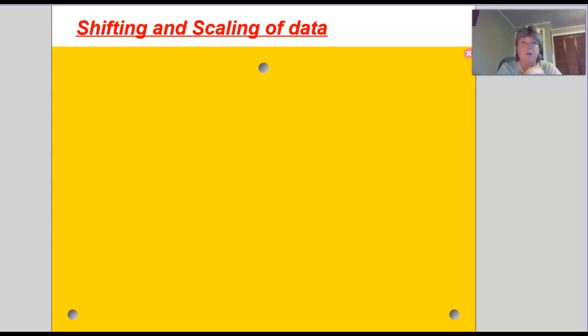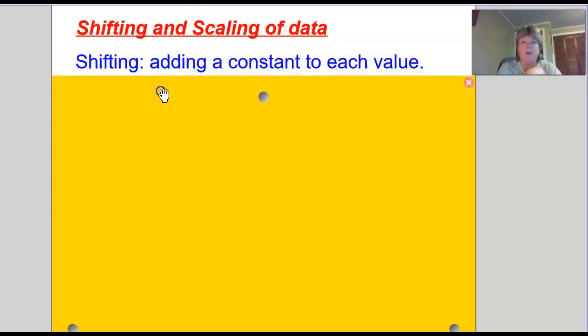So let's look at summarizing what we just saw in that demonstration. When we're shifting or scaling, shifting is when you add or subtract a constant to every value in the list. When we say adding a constant, if you add a negative, that's the same as subtracting. So we're just going to say adding a constant, but know that that constant could be negative.